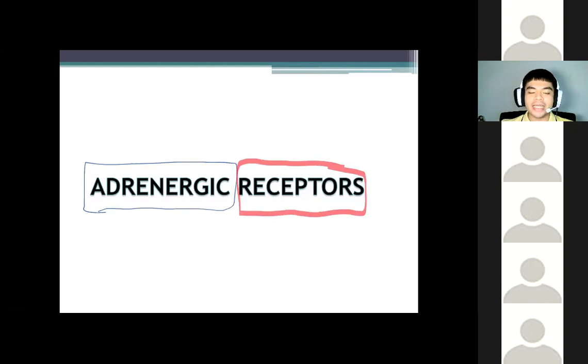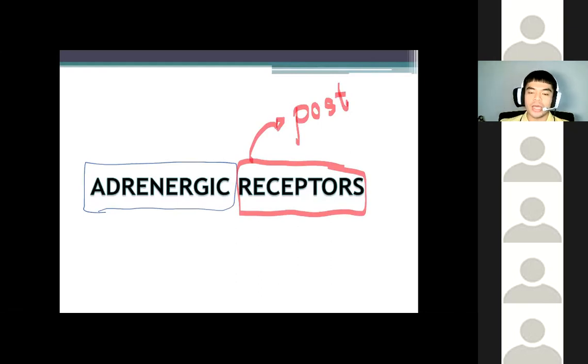So para may idea tayo sa susunod na part ng lecture, ang i-discuss natin ay receptors. Remember, saan ba natin makikita majority ng receptors? Is it sa pre or sa post synapse? Post synapse. Very good. So we can see majority of the receptors in the post synapse.